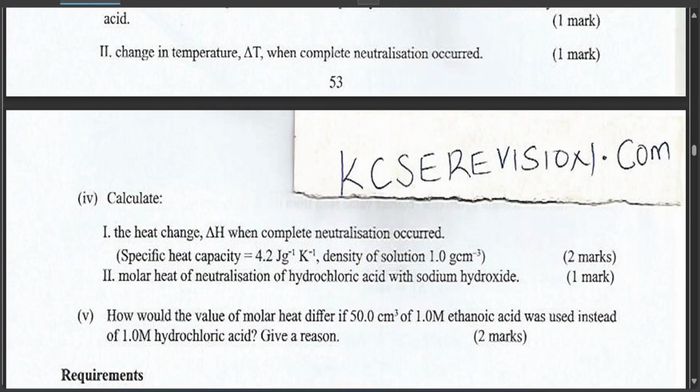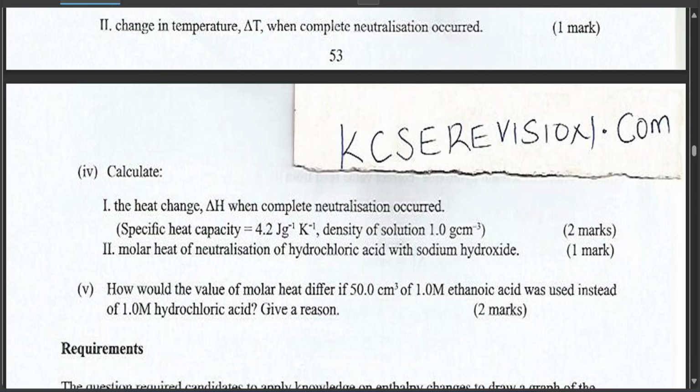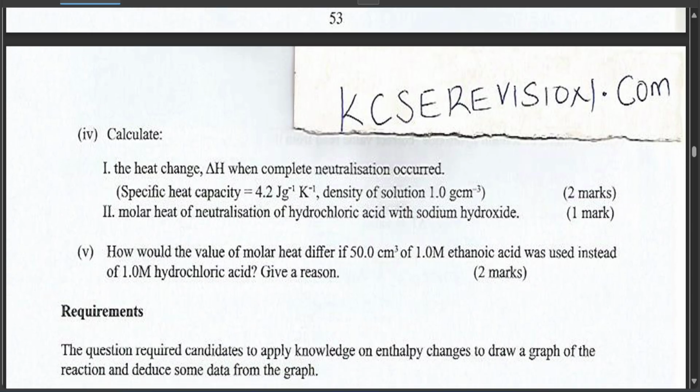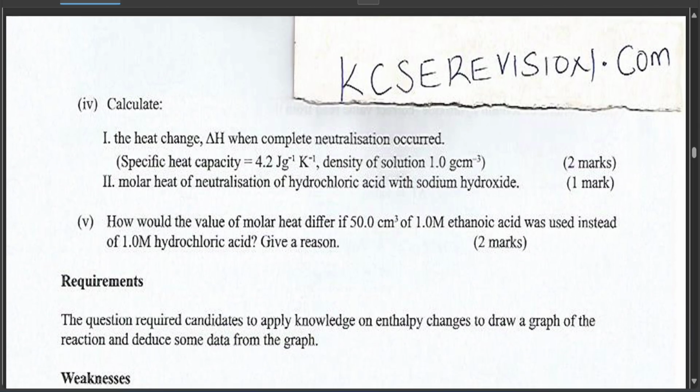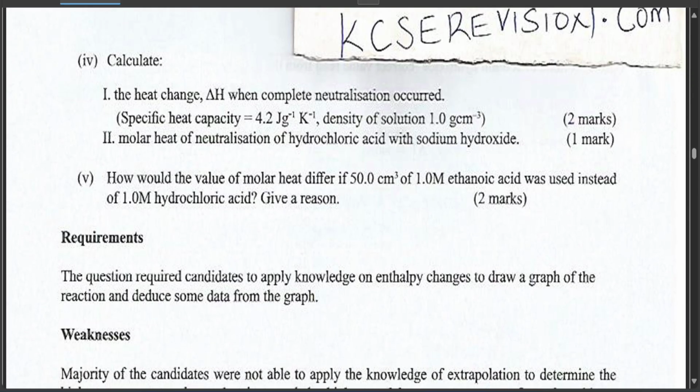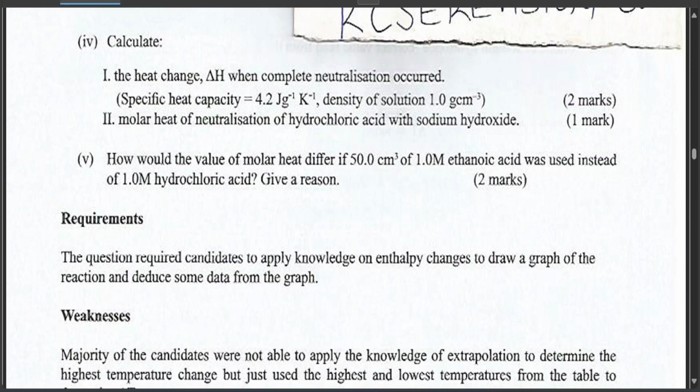Question Roman 4: calculate Roman 1, the heat change or the enthalpy change when complete neutralization occurred, and then the molar heat of neutralization of hydrochloric acid with sodium hydroxide, and how will the value of molar heat differ if 50.0 cubic centimeter of 1.0 molar ethanoic acid was used instead of 1.0 molar hydrochloric acid. Now you also give a reason for that certain question.